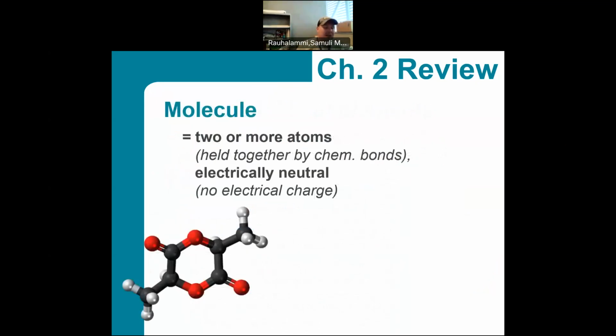I also wanted to say a couple of words about molecules. The term molecule refers to when we have two or more atoms that are held together by different kinds of chemical bonds. And because of that, these molecules are typically electrically neutral. By that, I mean that the charges in this molecule typically end up canceling each other out.